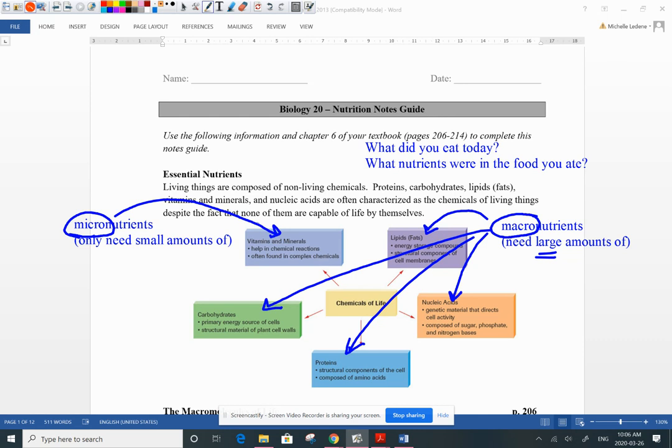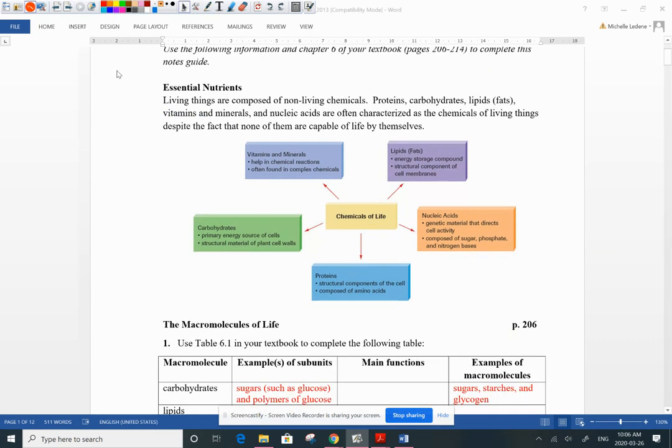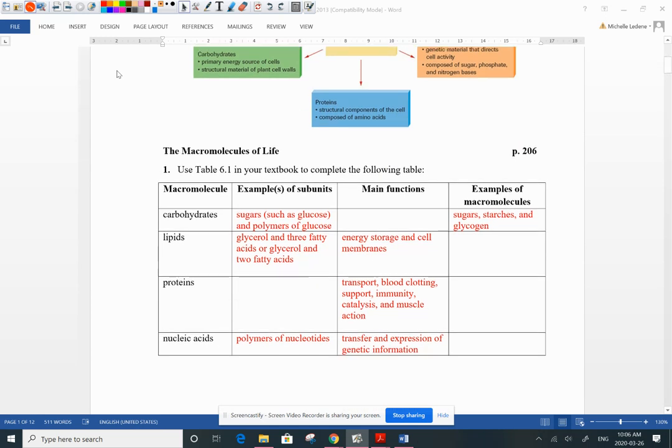Well, we need to eat all these things to keep our body in balance. So what nutrients were in the food that you ate today? Okay, so you can think about that. It's food for thought. Okay, so let's look at these macromolecules and talk about each of them and what their main function is in the body, some examples of them, etc.